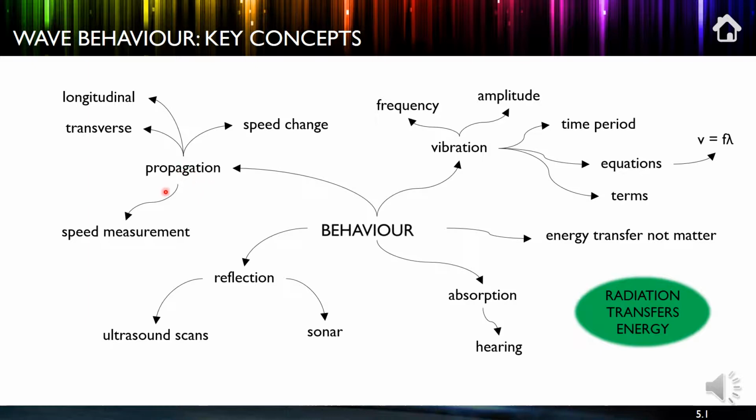Then finally we look at propagation, the final section. A bit of a posh word there, but it just means, how does it move? What are the different ways that they move forward? And we have two key types, longitudinal and transverse. How do we measure that speed, and why should that speed change?